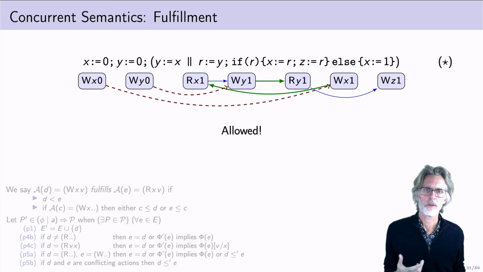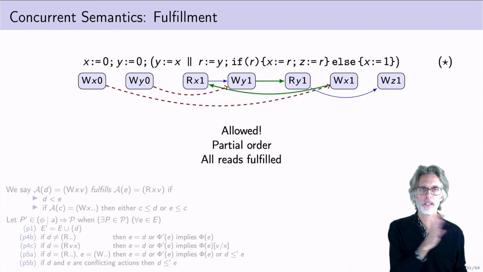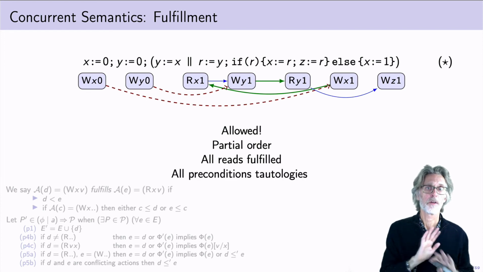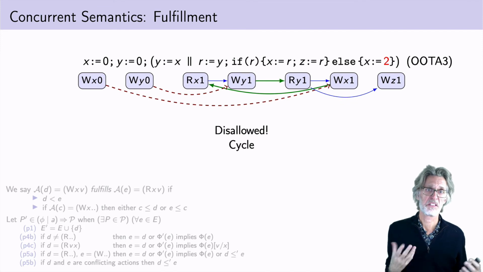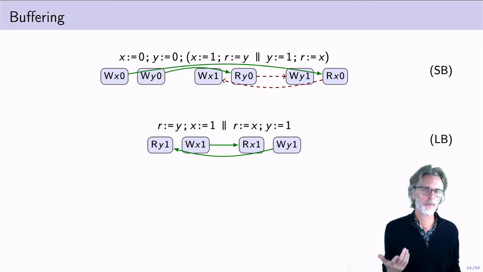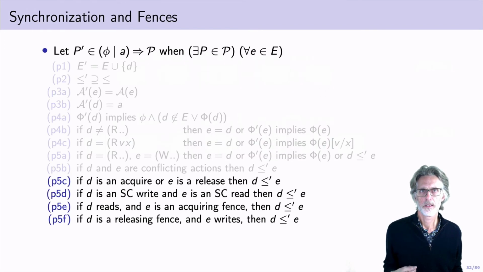This Pomset is allowed because it is a partial order, there's no cycles, and all of the reads are fulfilled, and all of the preconditions are tautologies. Note that UDA3 is disallowed because of the evident cycle. The semantics gives the expected results for store buffering and load buffering litmus tests.